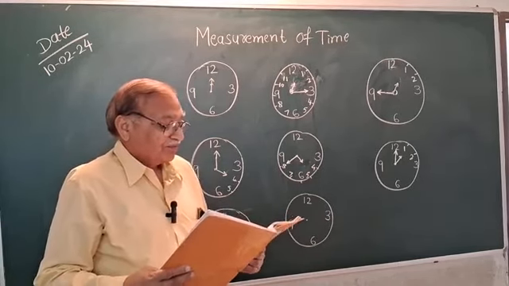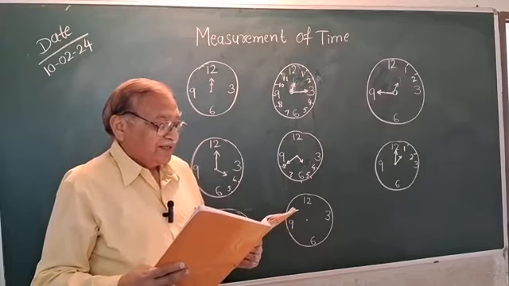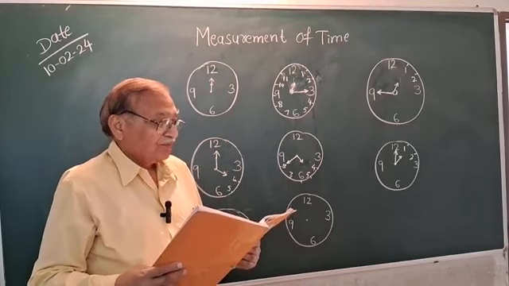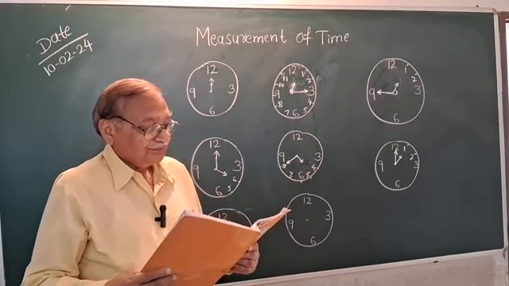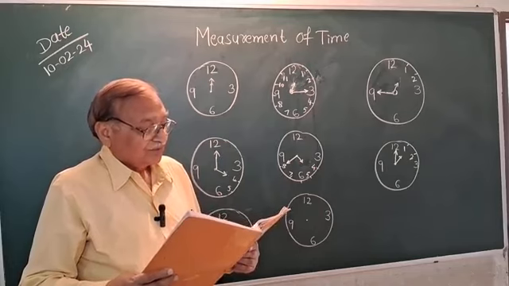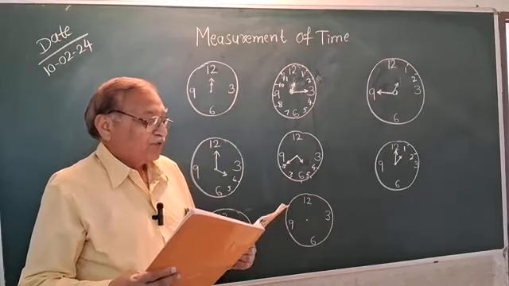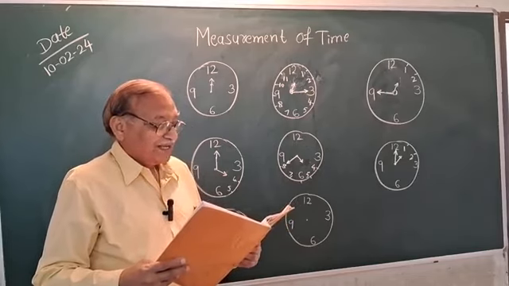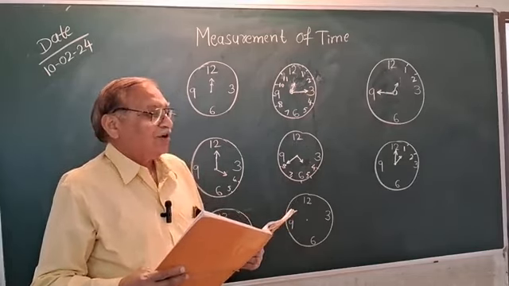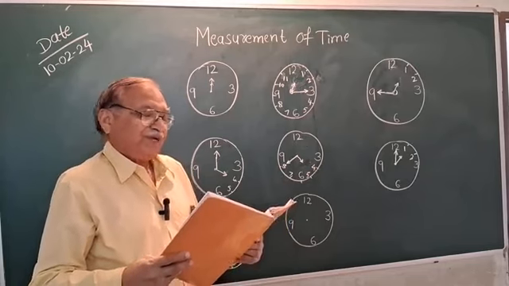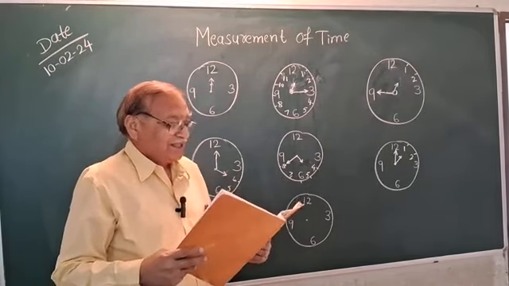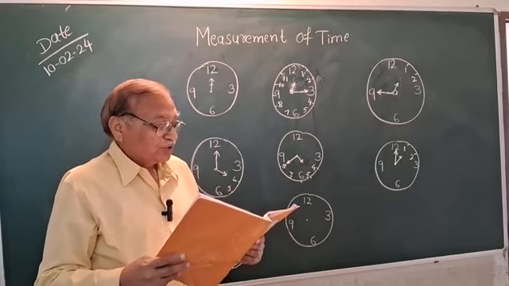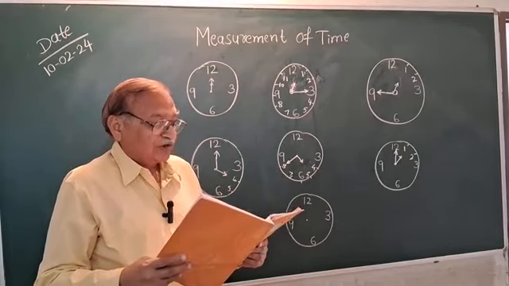Salma. When the short hand is at 4 and the long one is at 12, it is 4 o'clock. So the short hand is at 4 and the long hand has reached 12 after making a full round, it is 4 o'clock. Nandu. We can also show 5 o'clock and 9 o'clock like this.